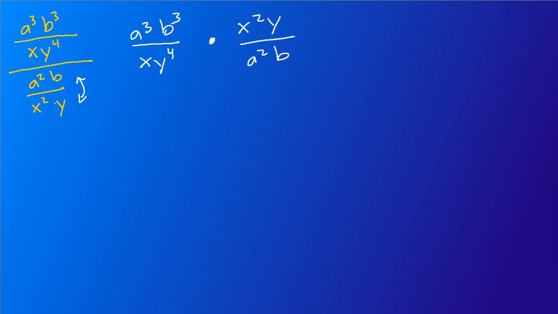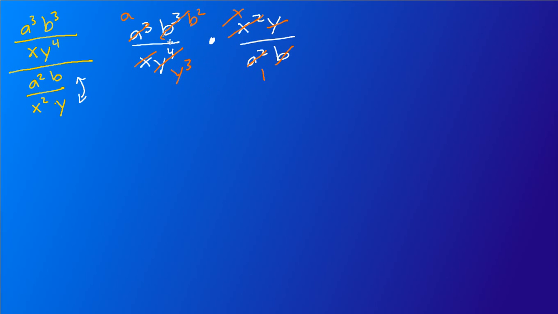And now I'm going to take a look for what cancels. Looking crossways, I have a squared here and a cubed here. So both these a's go away, leaving me the single a right here. I have b cubed and b, so this b cancels with this. That leaves b squared. x and x squared leaves me with x. And I have y to the fourth and y, so 3 of those y's are left.